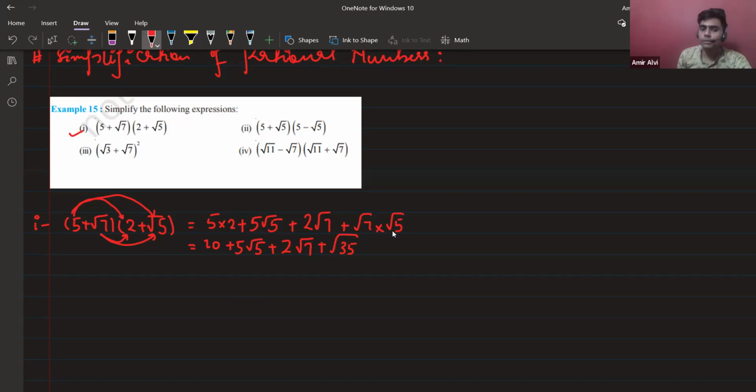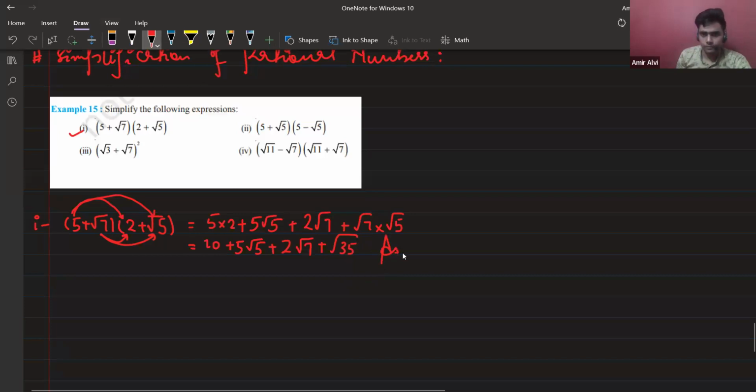If the square root of two different numbers are there, you can directly multiply them and put them in a square root. Basically, you can write 35 as 7 into 5 and break the root, and this can be written as 7 into root 5. Yes or no, Simrat? Yes. So that's why we have taken this. So this is the answer, Simrat.